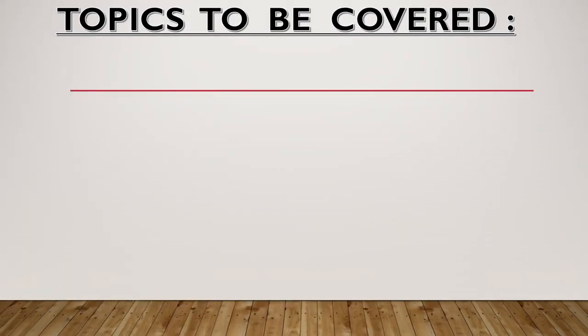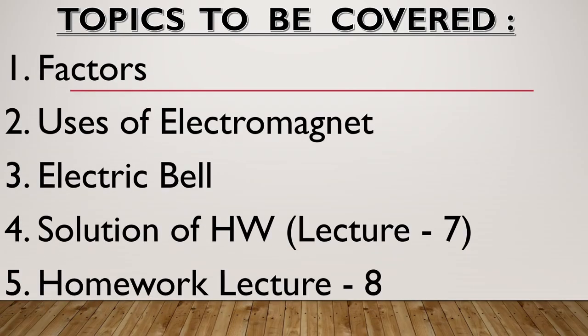Topics to be covered. In this video lecture, we will be covering a few topics, starting with number 1, factors on which the strength of an electromagnet depends. Number 2, uses of electromagnet. Number 3, an electric bell. Number 4, we will be discussing the solutions of the homework given to you in lecture number 7. And finally, you will be provided the homework based on lecture number 8.